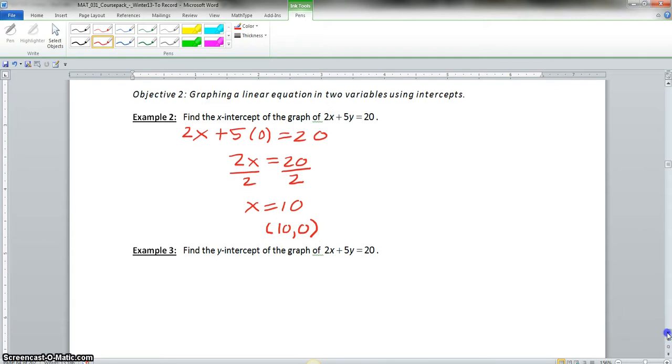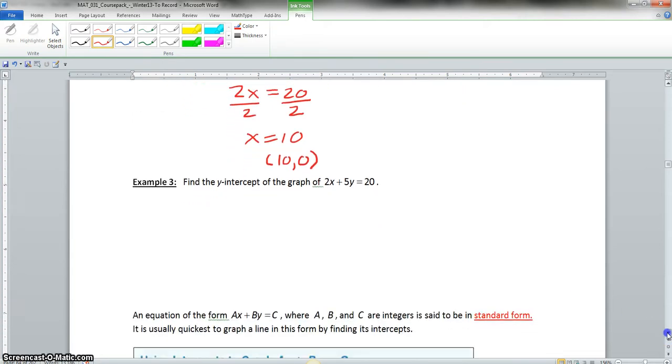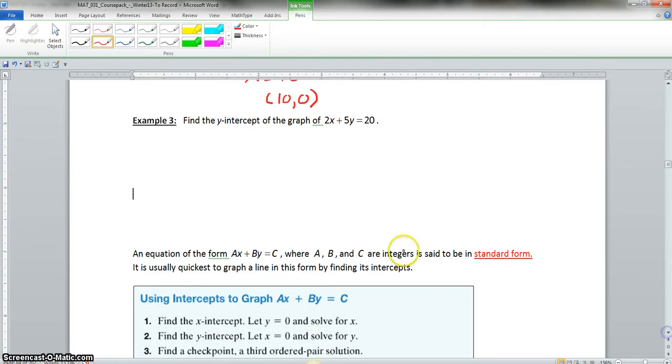Okay, now we come down here to example 3. It says find the y-intercept of the graph of 2x plus 5y equals 20. Now we know with the y-intercept, that's when x is 0. So we're going to put in 0 for x.